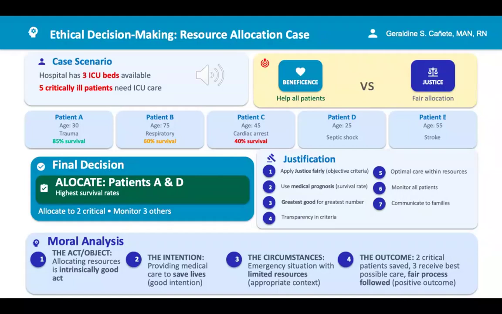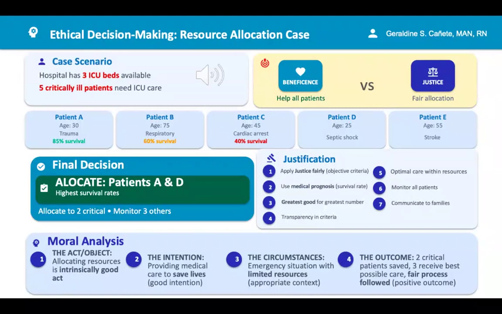So obviously, we have a conflict between beneficence and justice. We want to help all patients and provide them with the best possible care, that's beneficence. But we also want to allocate resources fairly and equitably, that's justice. Now, how do we balance these competing principles when we can't help everyone?